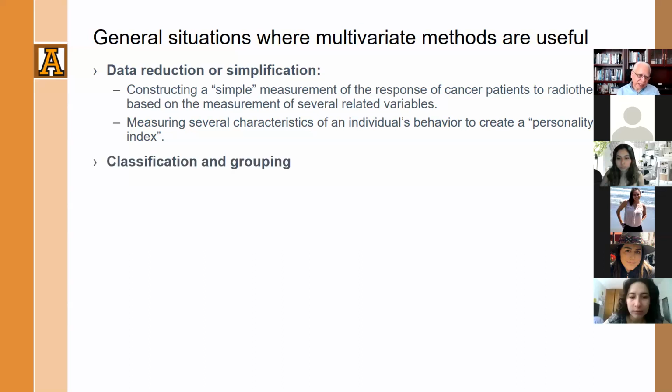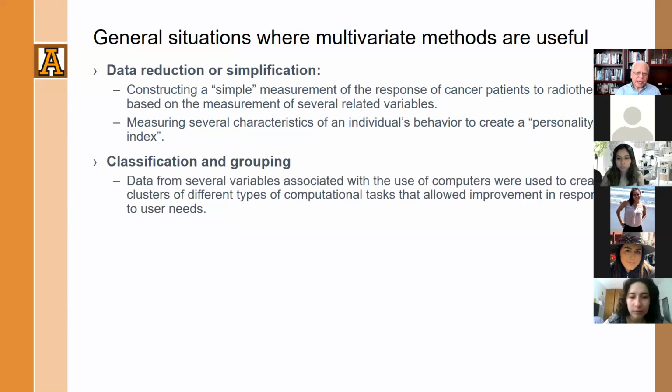Another objective could be classification and grouping. We can have data from several variables associated with the use of computers. Based on that, they can create clusters of different types of computational tasks that allow improving the response to the needs of the users. Okay, so based on grouping the types of questions that people ask, for example, in an IT help desk, it helps you group the customers of the information technology area, and improve the service that you can give to them.